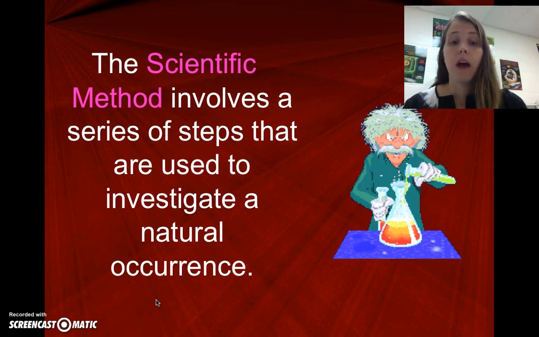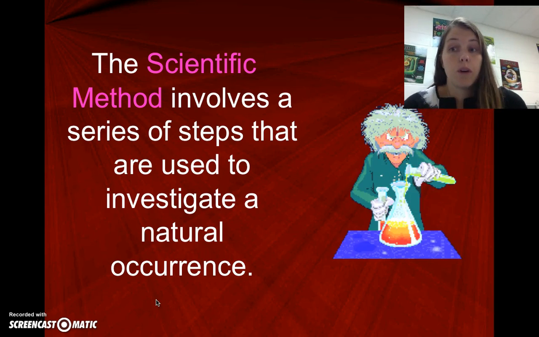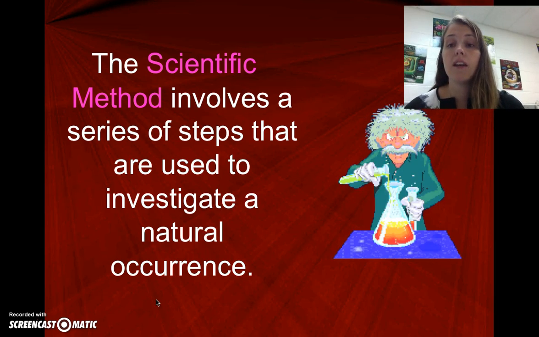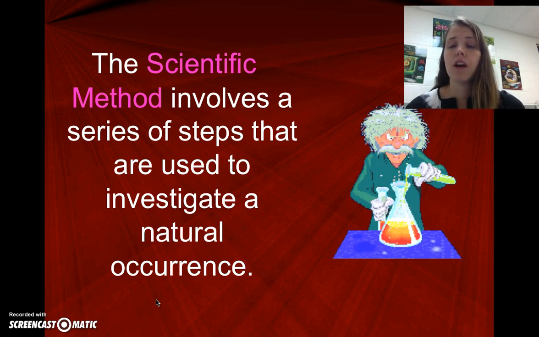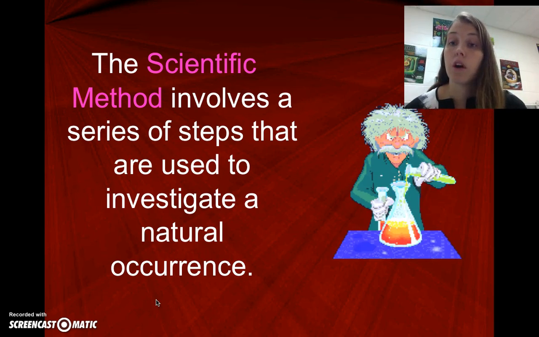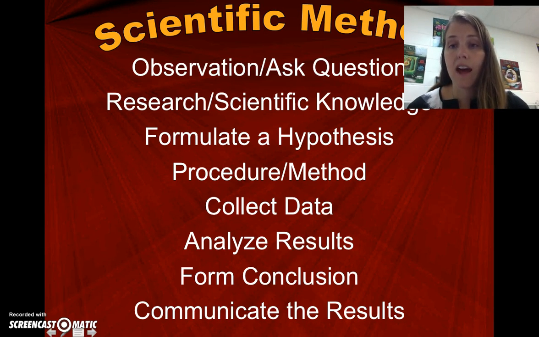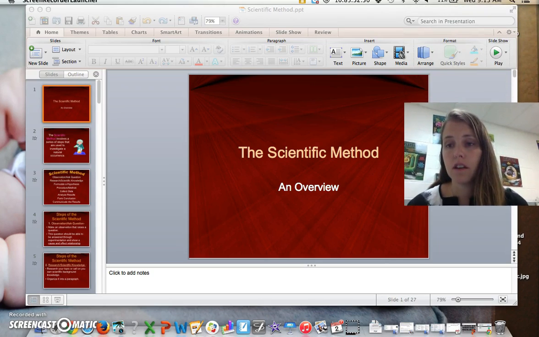So the scientific method involves a series of steps that are used to investigate a natural occurrence. That means we see something, we observe something, we ask a question, and we are going to do an experiment to try to figure out what the reason for that natural occurrence is, or whatever the answer to our question is. So the scientific method has several steps.